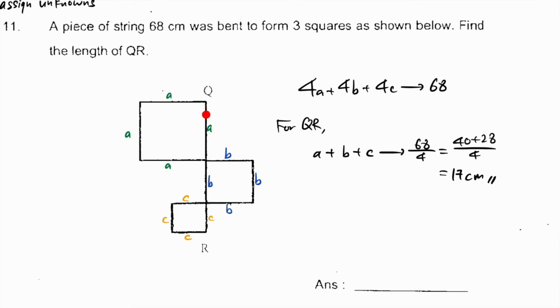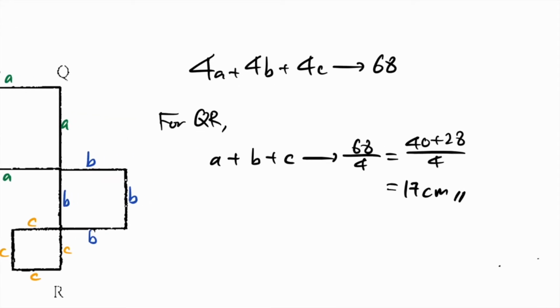Look at QR here. What's QR? QR is basically A plus B plus C. So if I've got 4A, 4B, 4C, I can find A plus B plus C very easily. Just divide the entire thing by 4. So 68 divided by 4 gives me 17. Now, you can use long division, no problem, but I like to do this quicker because in paper 1, you can't use a calculator and time is limited. So 68 is made out of 40 and 28. What's beautiful about that? 40 divided by 4 is 10. 28 divided by 4 is 7.